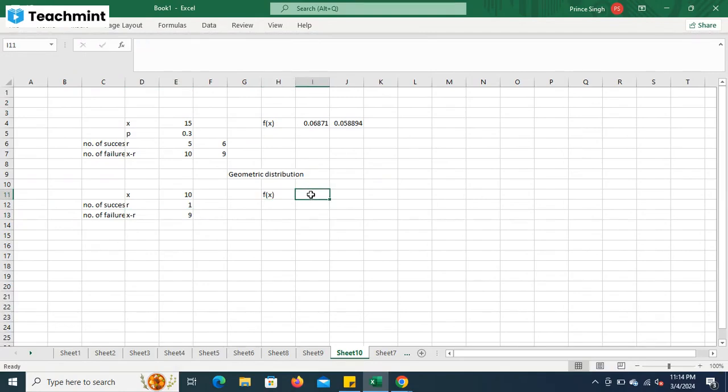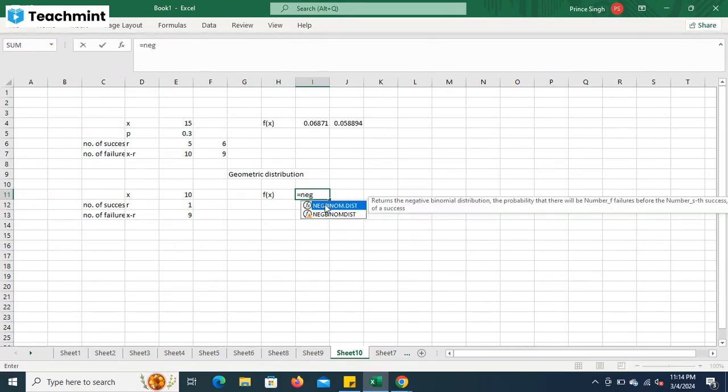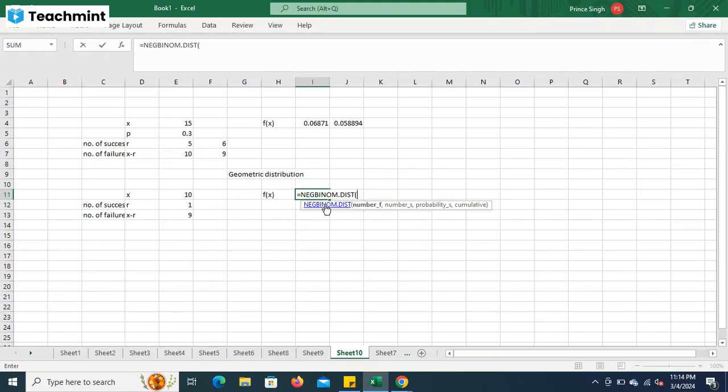In this case, we are going to use the command of negative binomial distribution only, because geometric distribution is a special case of negative binomial distribution. But in this case, your number of successes is 1 only. It is fixed, right? So the number of failures for this problem is 9. The number of successes is 1. The probability of success, say, is 0.3. And because I need a probability mass function, I'm going to use the command FALSE. So this will be just the required probability.